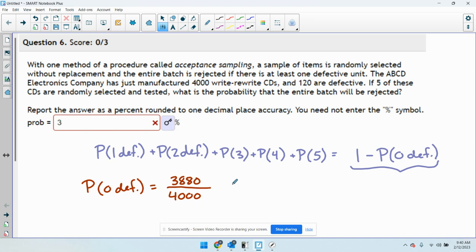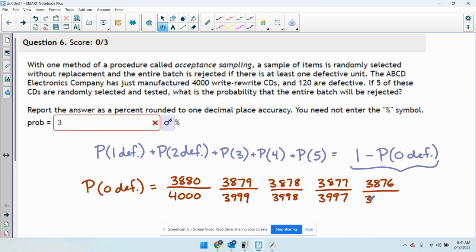Now let's find the probability the second one's not defective. Well, if we take a CD out that's not defective, how many non-defective CDs are left? 3,879 out of 3,999. Do it again. 3,878 out of 3,998. Do it again. 3,877 over 3,997. And the last one, the fifth one, 3,876 over 3,996. If we multiply these, that will give me the probability of no defects.